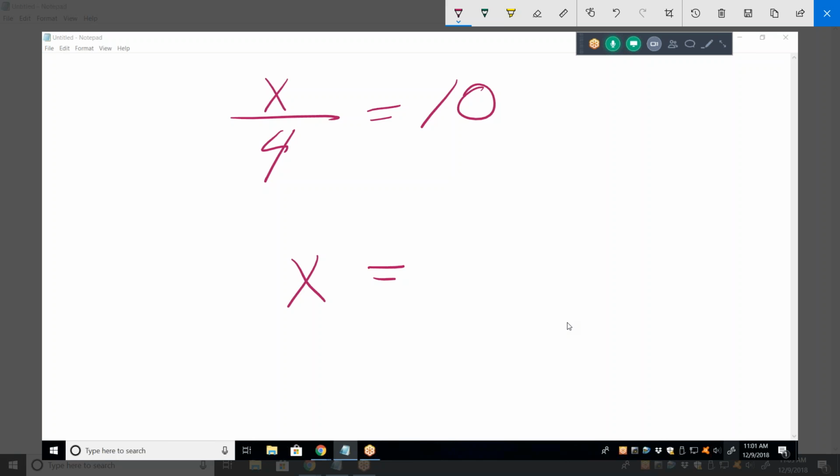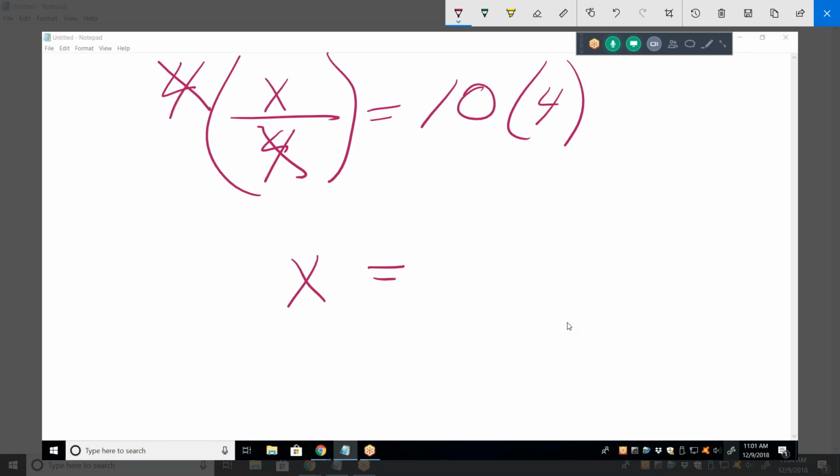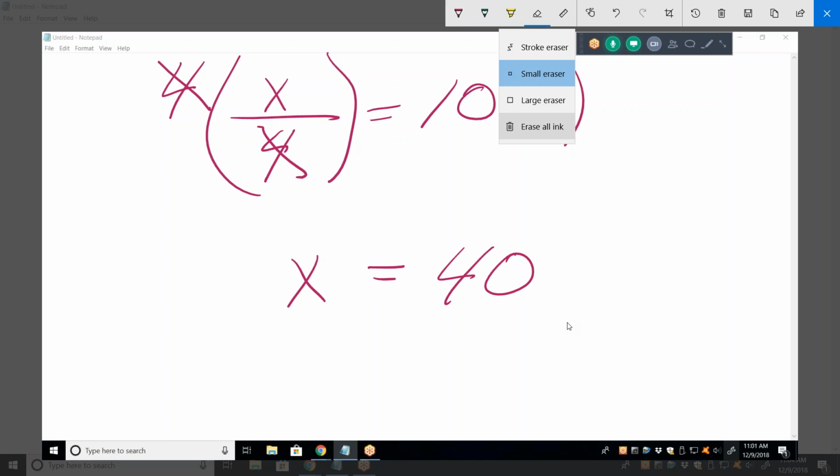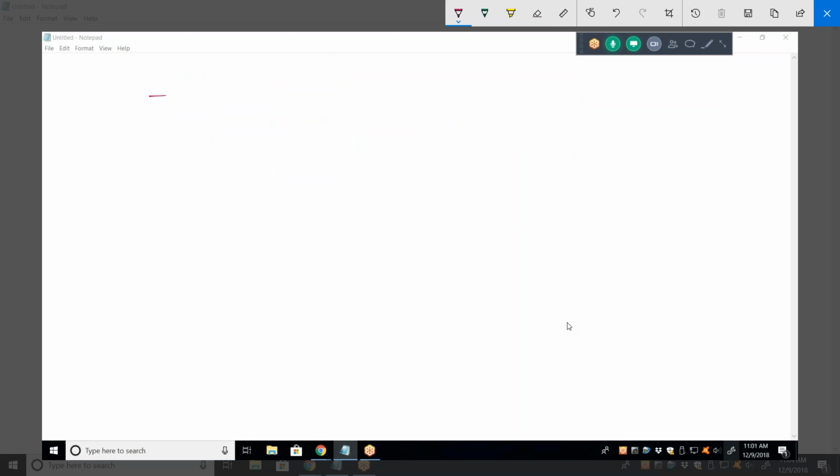The 4 is currently dividing. So you always need to do the opposite. So what do we have to do to get rid of the 4? What's the opposite of division? Multiplication. Correct. So we've got to multiply by 4. If we do the left by 4, we've got to do the right by 4. That's 40. Now notice we can cross those 4s off, and it equals x equals 40. Make it a little more complicated.